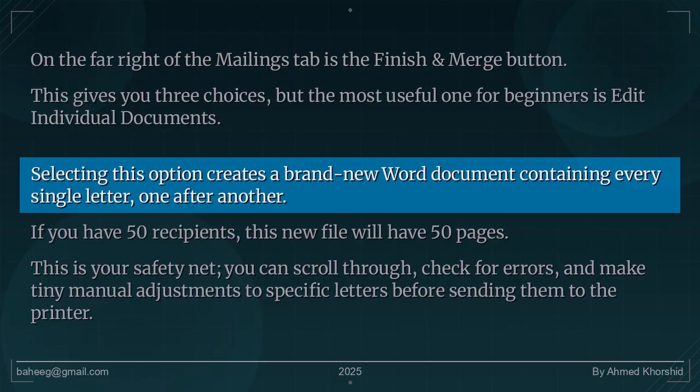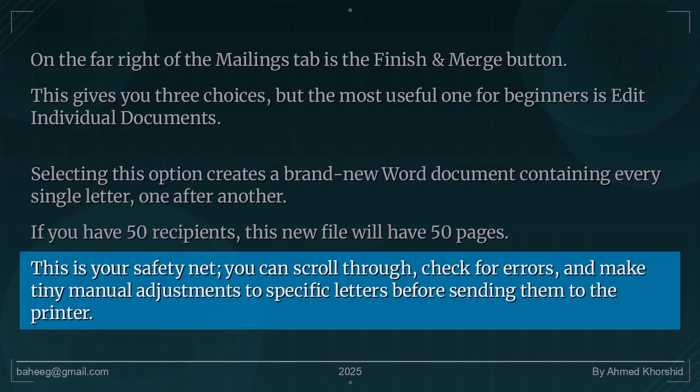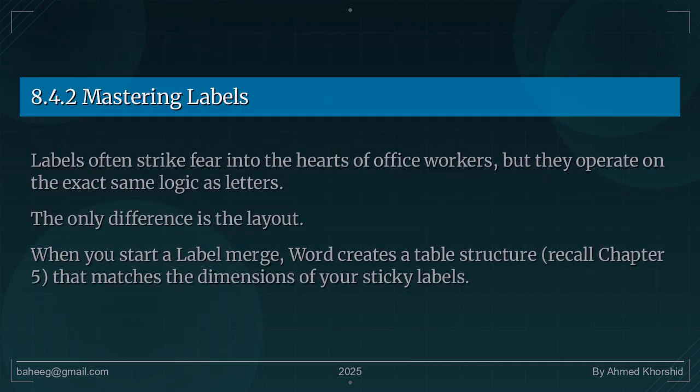Selecting this option creates a brand new Word document containing every single letter, one after another. If you have 50 recipients, this new file will have 50 pages. This is your safety net. You can scroll through, check for errors, and make tiny manual adjustments to specific letters before sending them to the printer. 8.4.2 Mastering labels.